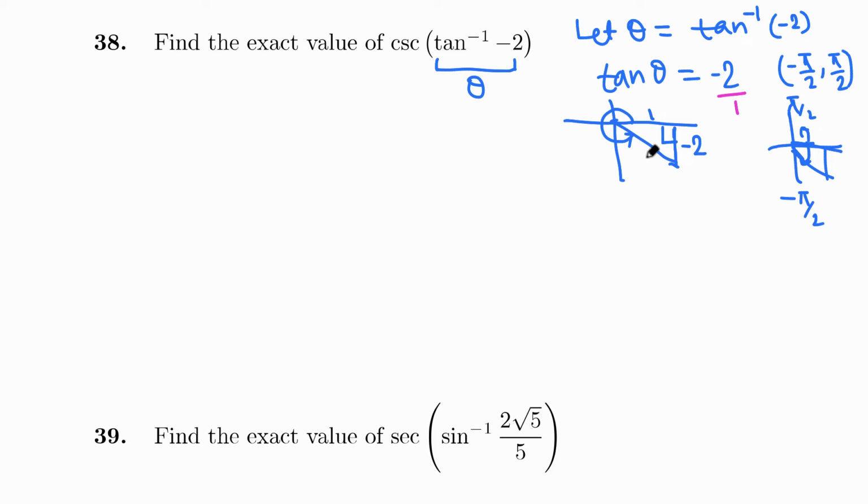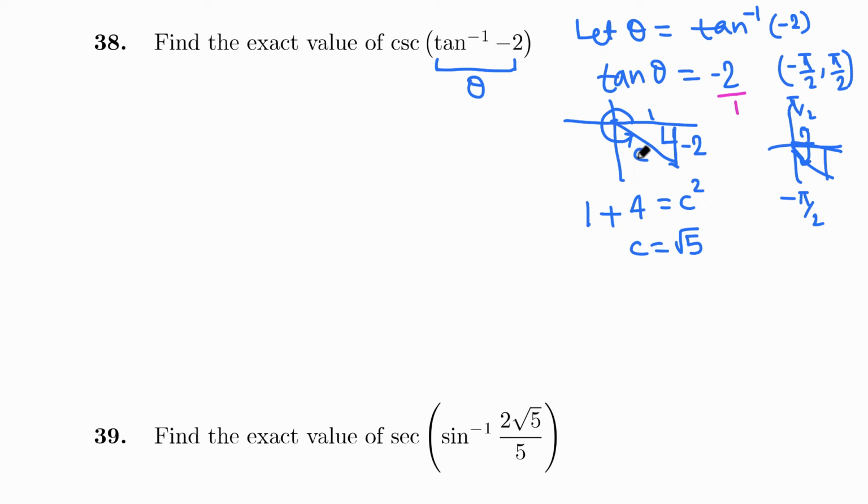Now we need hypotenuse C, and the relationship between these three sides is a squared plus b squared equals c squared. 1 squared, -2 squared. So -2 quantity squared is +4 equals c squared. So 1 plus 4, 5 equals c squared. Take a square root both sides, so c is √5, and this is always positive.